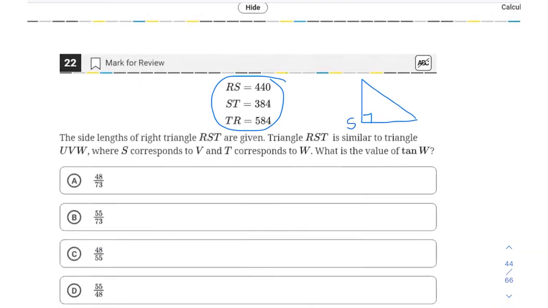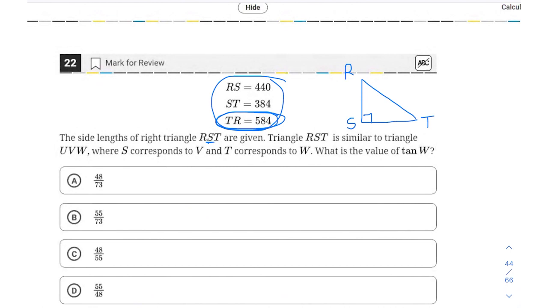And here, we'll label this S and R and T, so RST. For a right triangle, usually the way they set it up is that the middle letter is your right angle. If you want to confirm that, side TR is the longest side, which means it has to be across from the right angle.